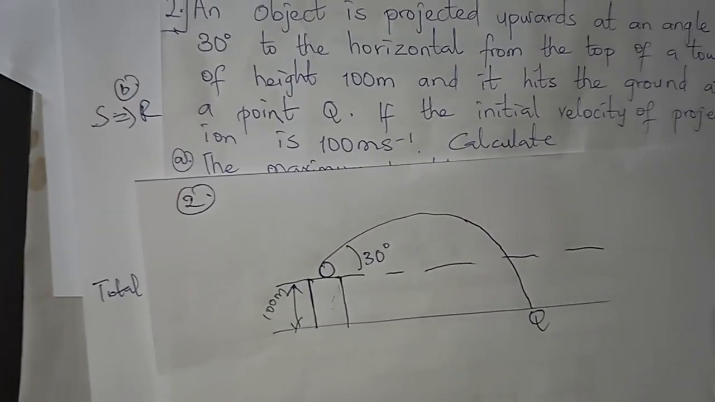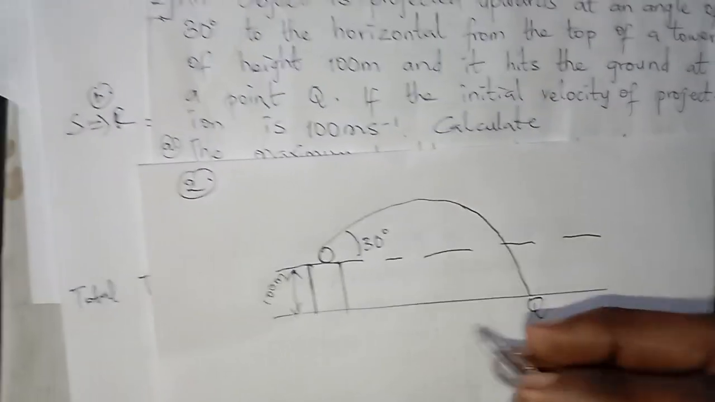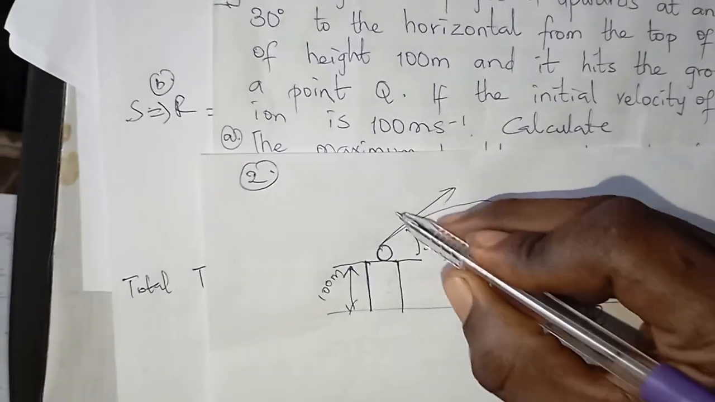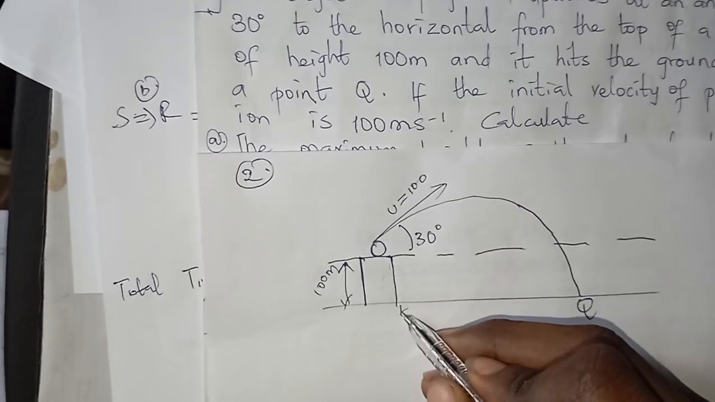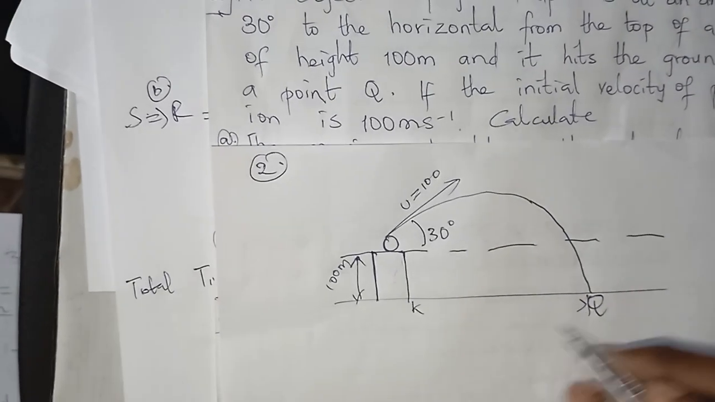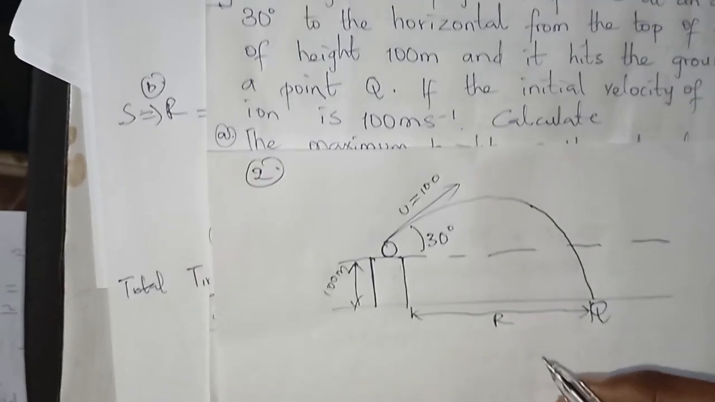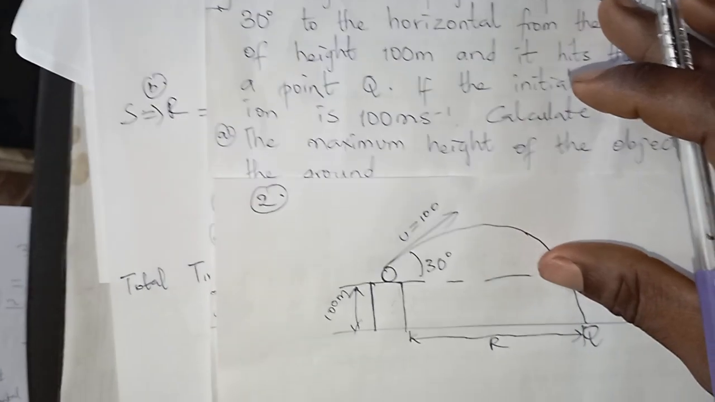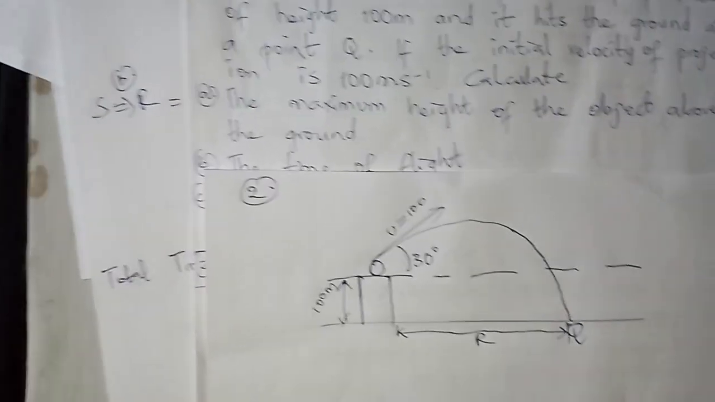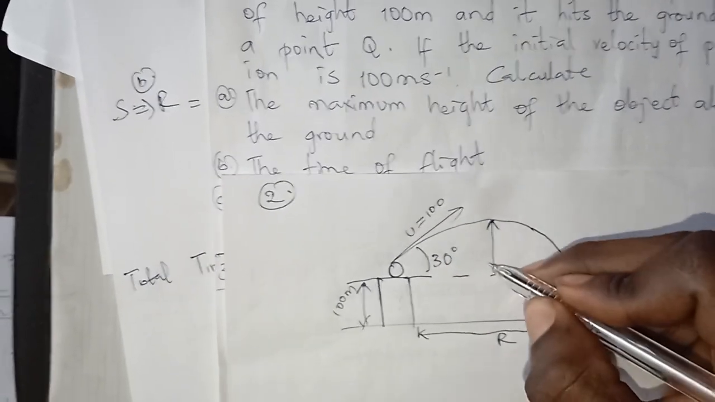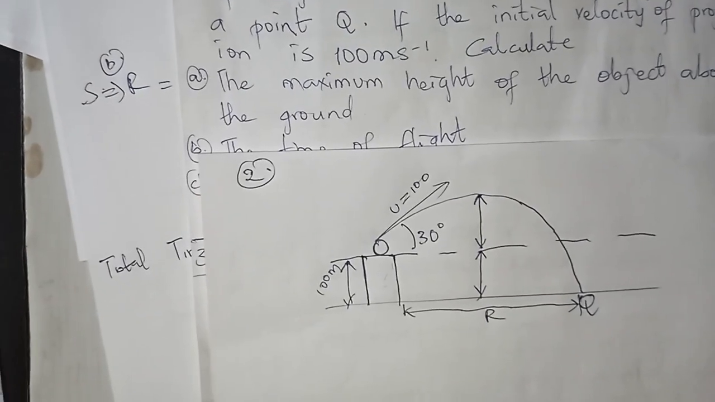They are now saying the initial velocity was 100 meters per second, so u equals 100. Remember that from this point to this point is the range, the horizontal displacement. They are asking us to calculate the maximum height of the object above the ground, from this end to this end, then to this end. That's what they're asking us to calculate.